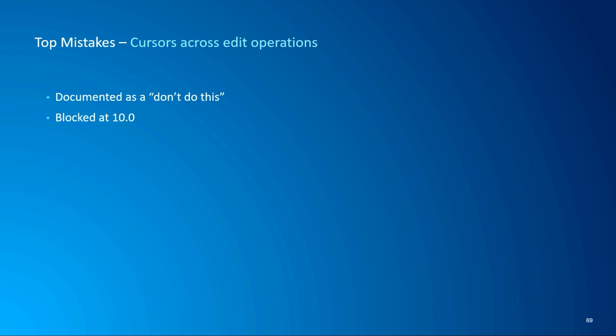So when you are creating these cursors and you are editing, make sure that you correctly scope the lifetime of the cursor to your edit operations. If you attempt to use the cursor across 2 edit operations, you will return an error. We started to block this at 10.0 to protect users. So this is basically saying that if you're going to start a new edit operation, start a new cursor.